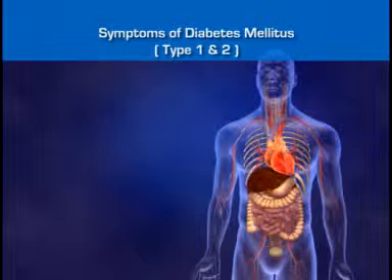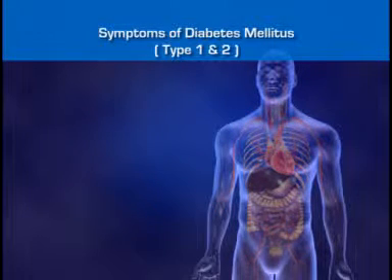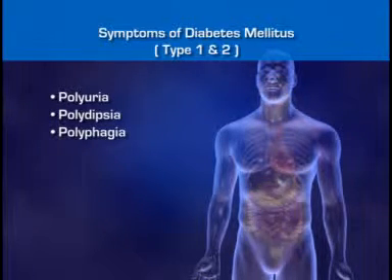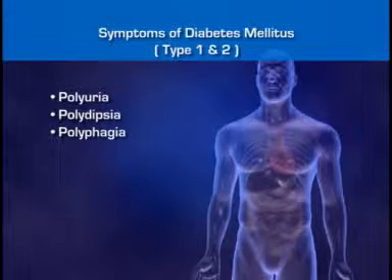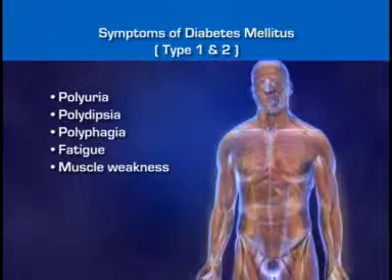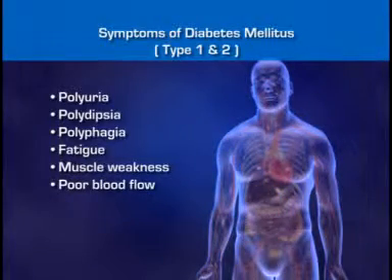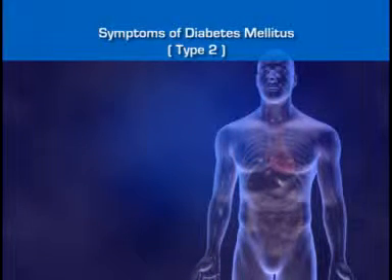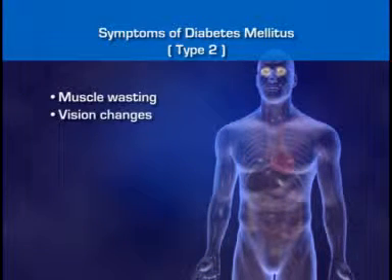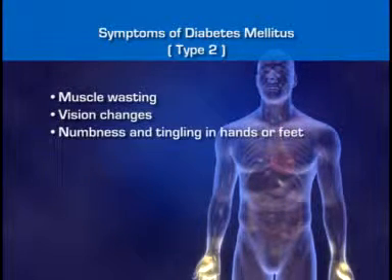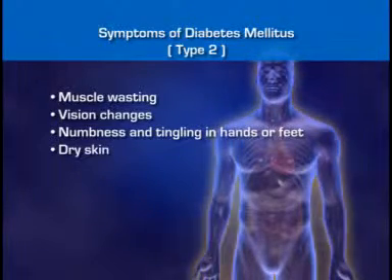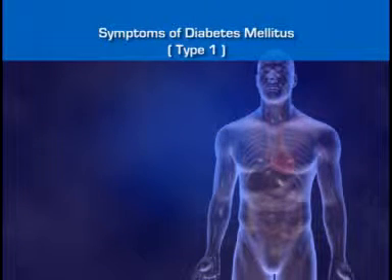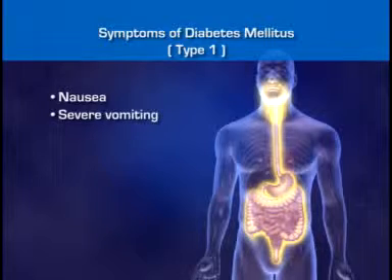Symptoms of type 1 and type 2 diabetes mellitus include the 3 Ps: polyuria, polydipsia, and polyphagia, which is excessive hunger. Other symptoms include fatigue, muscle weakness, and poor blood flow, which leads to further fatigue. Type 2 diabetics may also present with other nonspecific symptoms, including muscle wasting, vision changes such as blurring, numbness and tingling in hands or feet, dry skin, and skin lesions that are slow to heal. Type 1 patients may also experience nausea, severe vomiting, or abdominal pains.